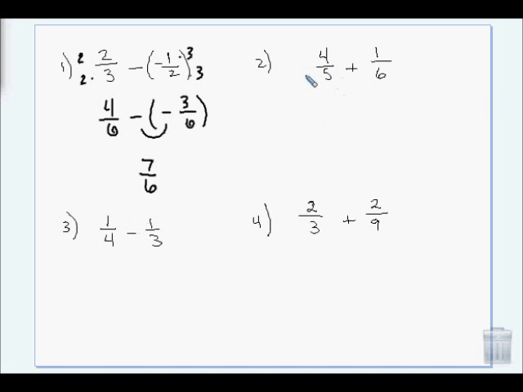Between a 5 and a 6, my common denominator is 30. So multiply these by 5 and that one over there by 6. You get 24 over 30 plus 5 over 30, which gives me 29 over 30.